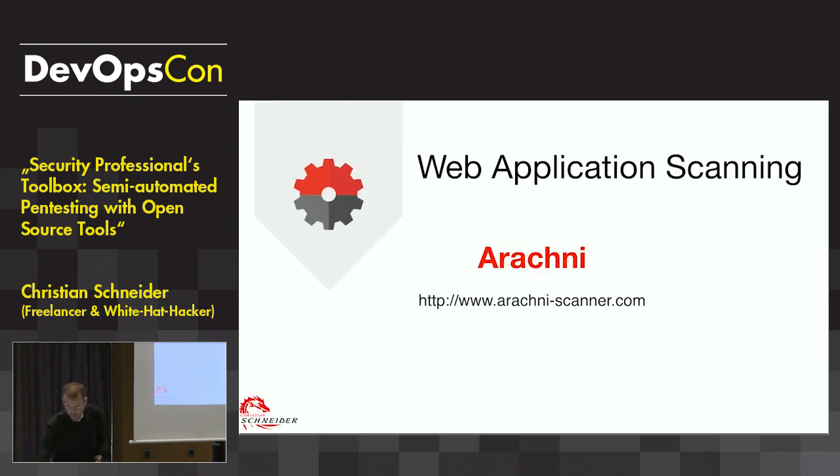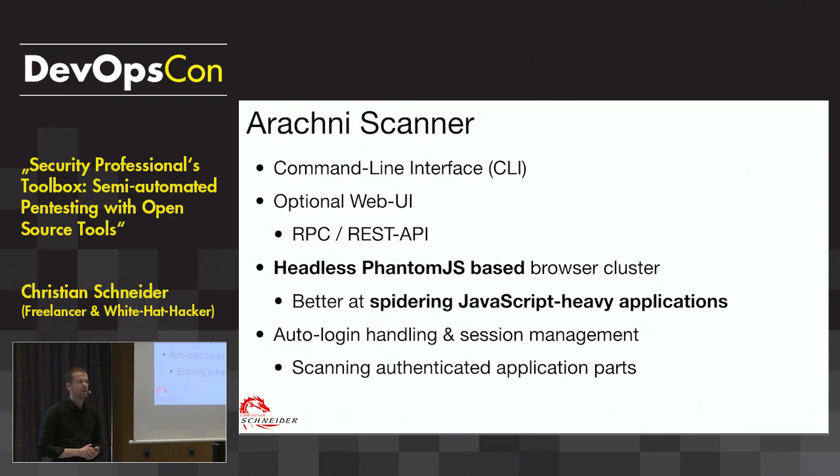Good. Okay, so this was Zap, which I like very much. Now some other tool, which I also like very much, which is Arachni Scanner. That's also an open source tool. It's written in Ruby. It has a REST API as well, an RPC mode. It is optionally enhanceable with a web UI if you like to have some kind of UI, but usually it's a command line interface that you use just to start things.